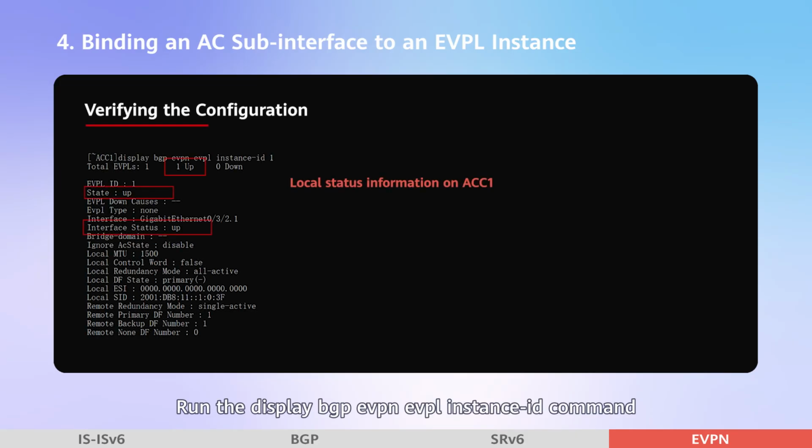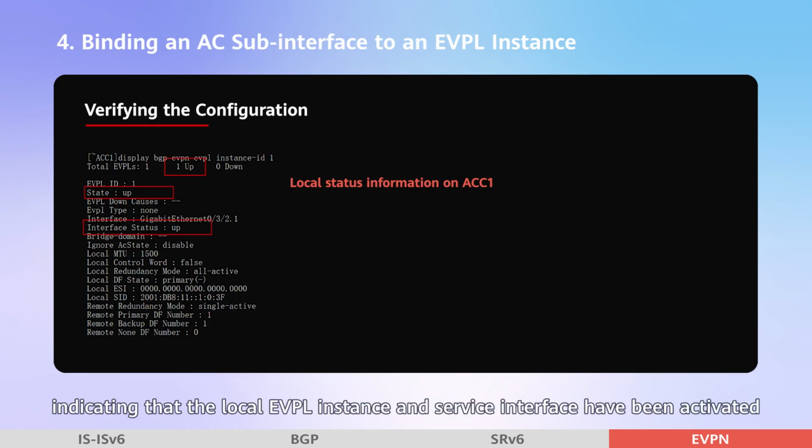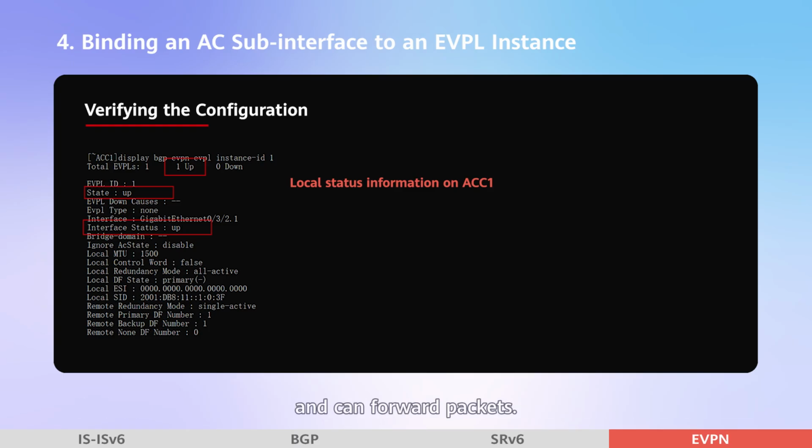Run the display bgp vpn evpl instance id command on ACC1 to check EVPL instance details, including: 1. Local status information on ACC1. The EVPL instance status is up on both the main interface and subinterface, indicating that the local EVPL instance and service interface have been activated and can forward packets.